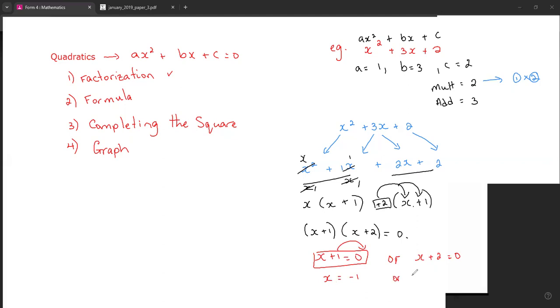Or x plus 2 is equal to 0. Carry across the positive 2, so it becomes negative 2. X is equal to negative 2. So in a case like this, either x is negative 1 or x is negative 2. So for a quadratic, you're going to have 2 solutions.